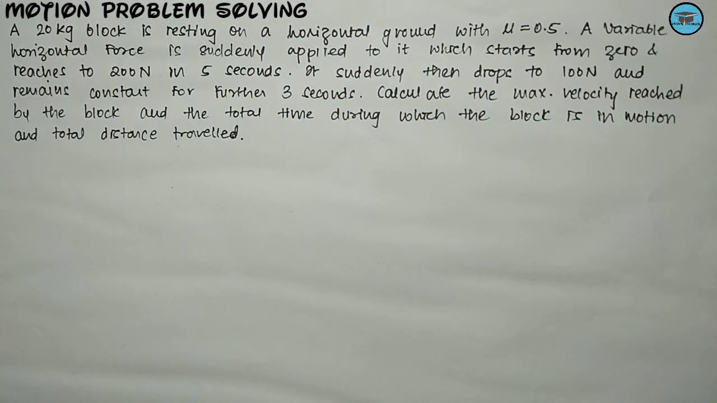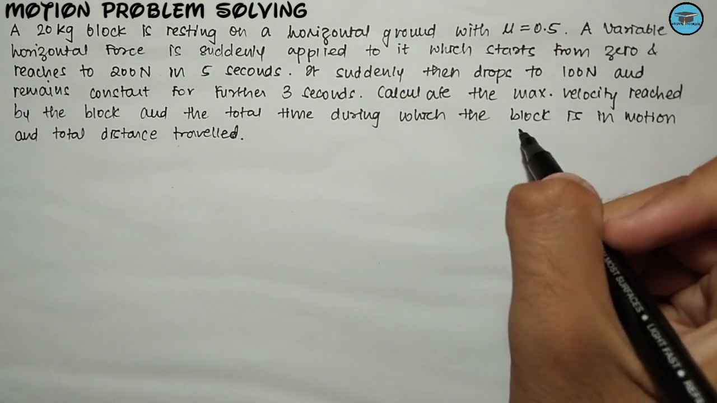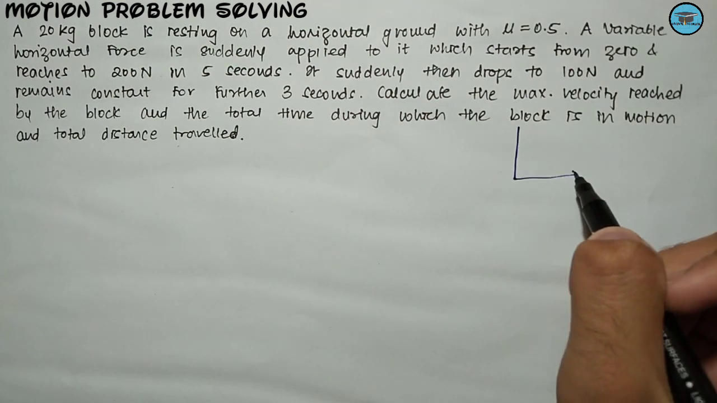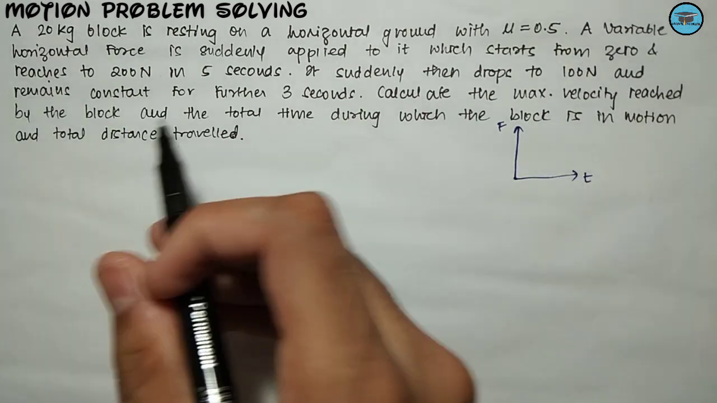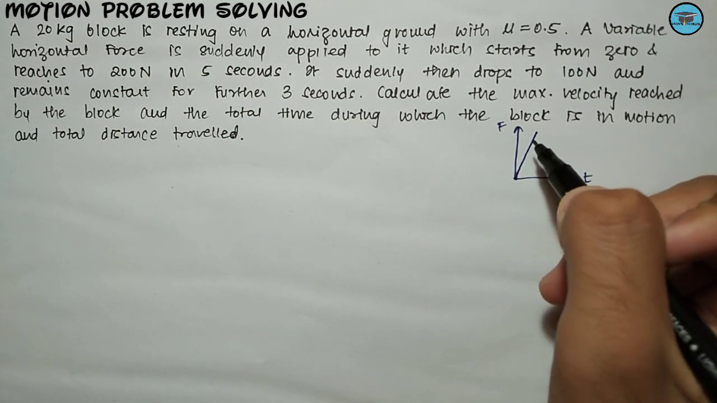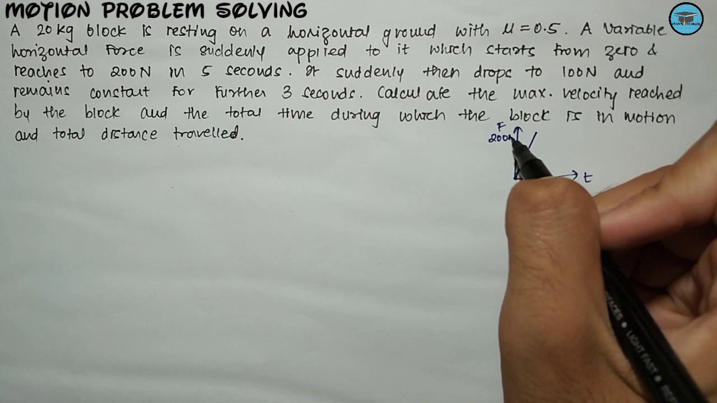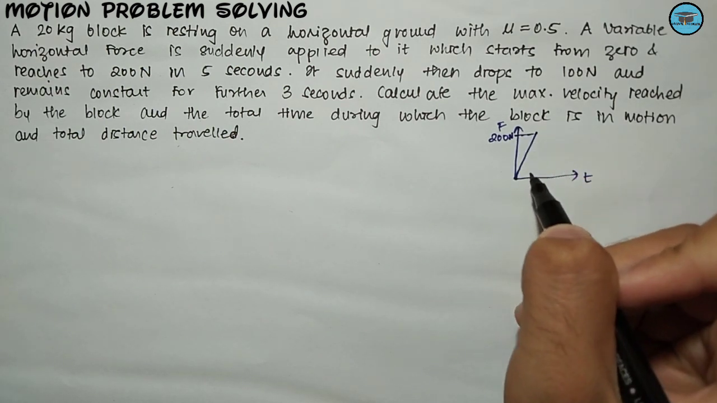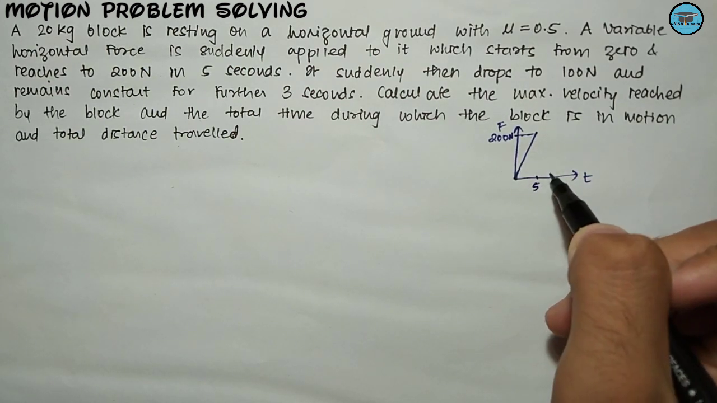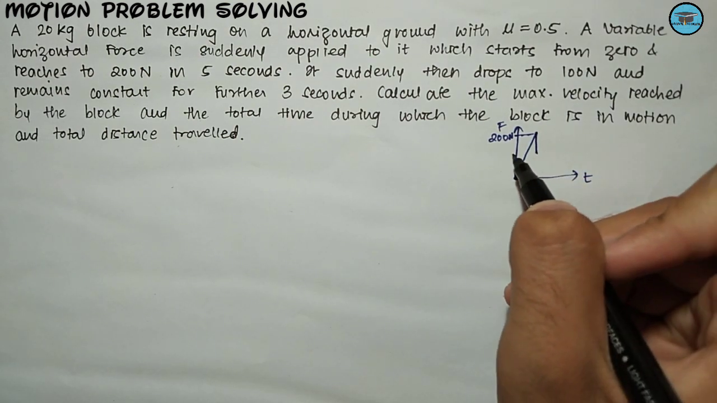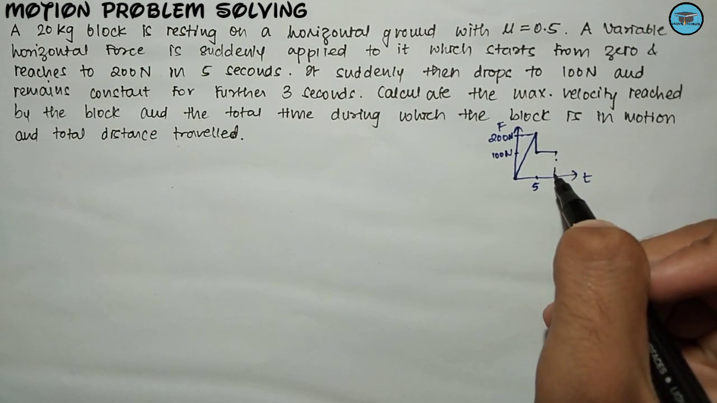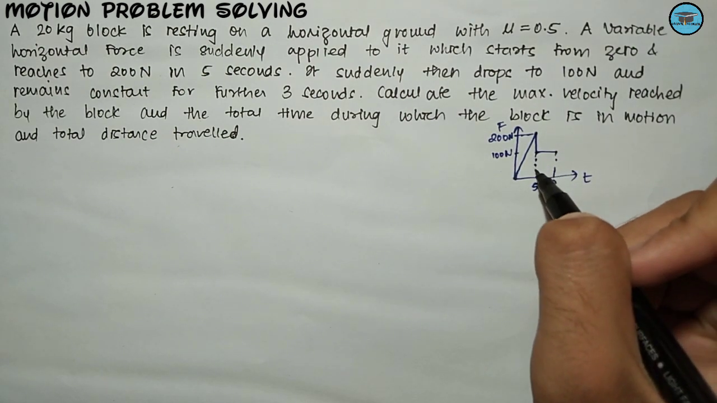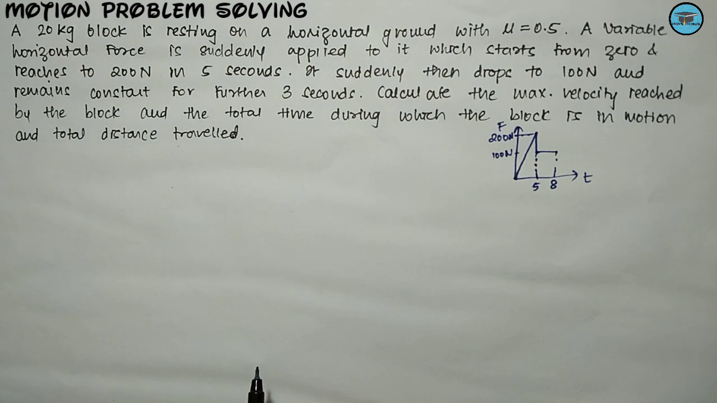So first of all, let us note down the data in graph form. It has been given that the force starts from 0 and reaches 200 Newton, so let us say this is 200 Newton, in 5 seconds. It suddenly drops to 100 Newton and remains constant for a further 3 seconds.